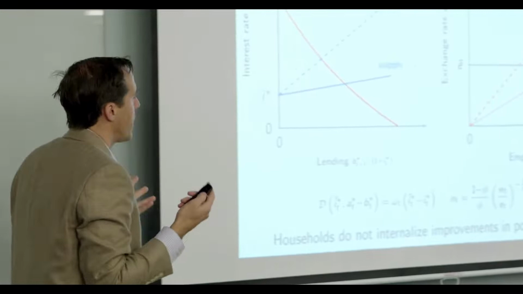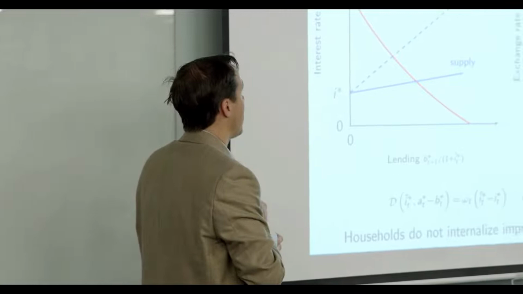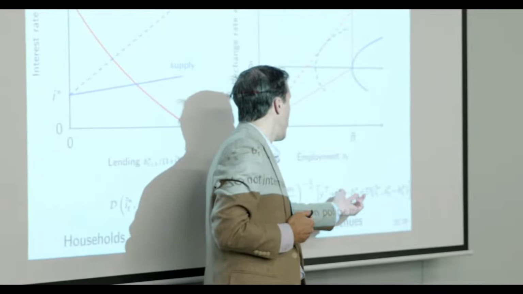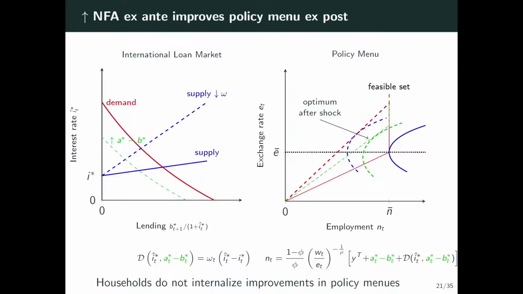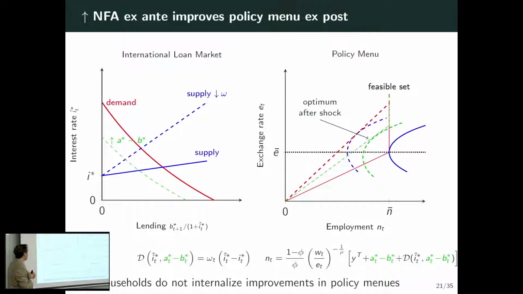So now think about what would happen if households start at time T, when the shock hits, with a higher net foreign asset position. What if they had borrowed less in T minus one? If they had borrowed less in T minus one, then they would need less borrowing in period T. They will have a higher position. So that's going to move this policy menu to the right. Now the central bank, instead of having to choose within this red line, is going to be able to choose within this green line, which is better because it moves you closer to the efficient allocation.